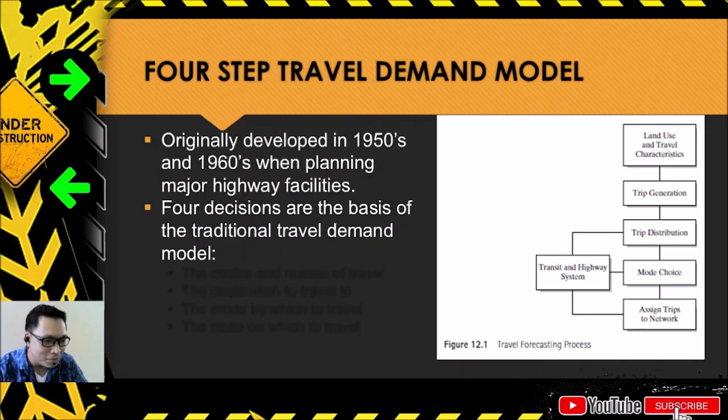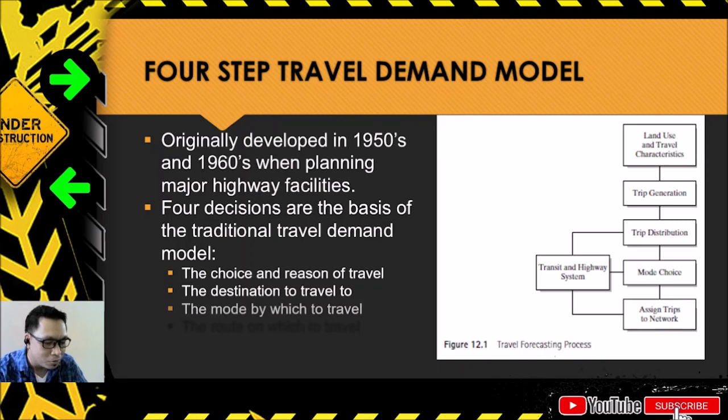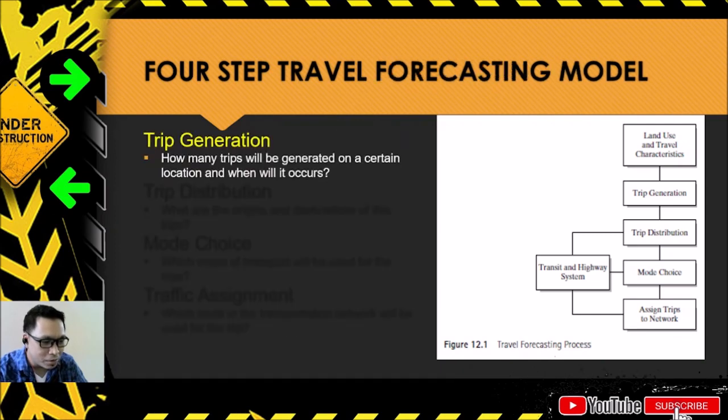So the four-step travel demand model was originally developed in the 1950s and 1960s when planning major highway facilities. Four decisions are the basis of the traditional travel demand model. First is the choice and reason of travel, then the destination to travel to, then the mode by which to travel, and the route on which to travel. So these are the transportation models. First is trip generation. How many trips will be generated at a certain location and when does it occur?